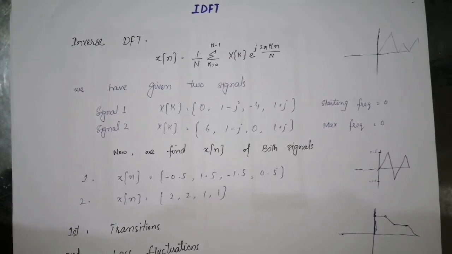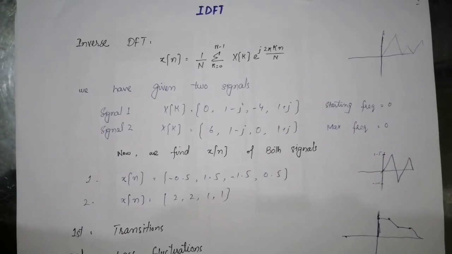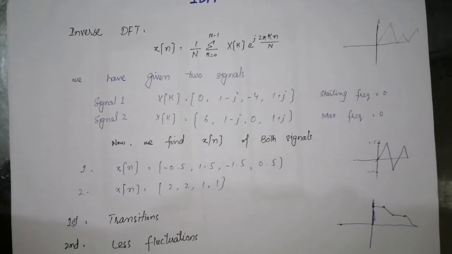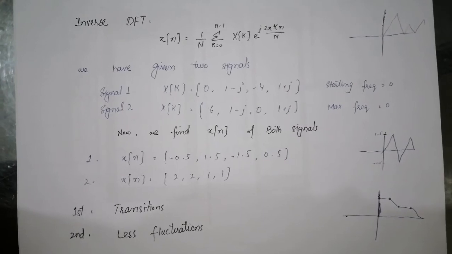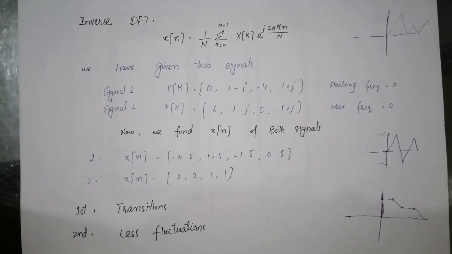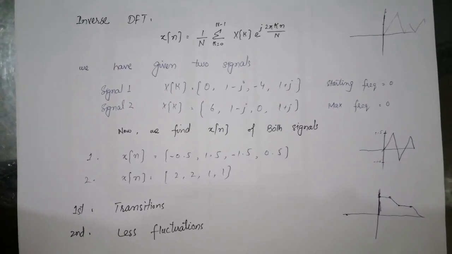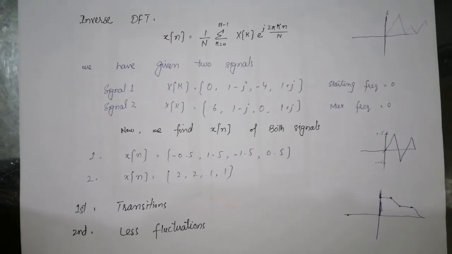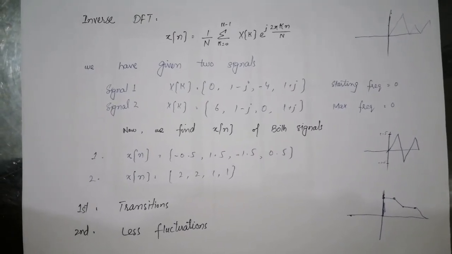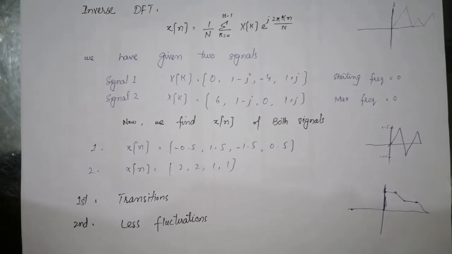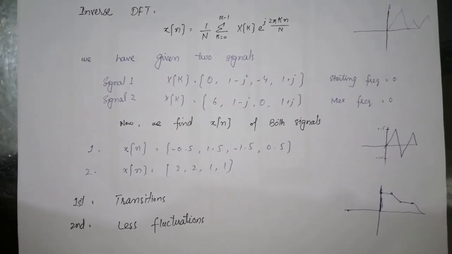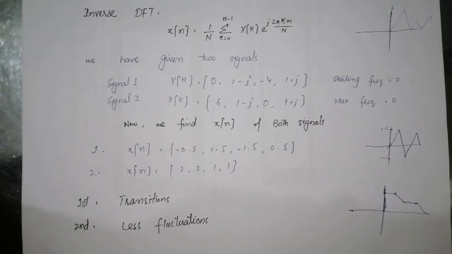Now we find x of n for both signals. For the first signal, we have the following answers. X of n is equal to minus 0.5, 1.5, minus 1.5 and 0.5. And for the second, we have x of n is equal to 2, 2, 1 and 1. The first transition has more fluctuations while the second transition has less fluctuations.